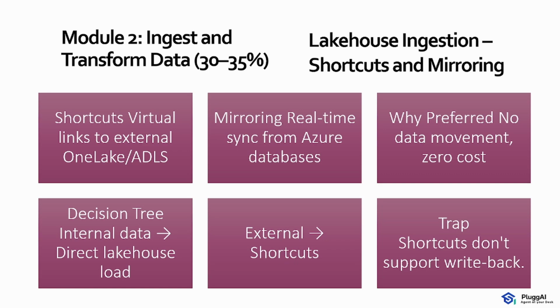Why preferred? Eliminates duplication, supports hybrid scenarios. Decision tree: internal Fabric data, direct load. External or cross workspace, shortcuts. Database source needing live view, mirroring. Trap: shortcuts don't support writes back to source, they're read only. Exam loves zero data movement scenarios, shortcuts and mirroring win every time.